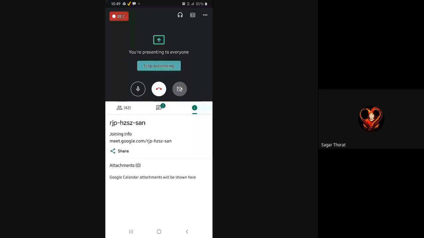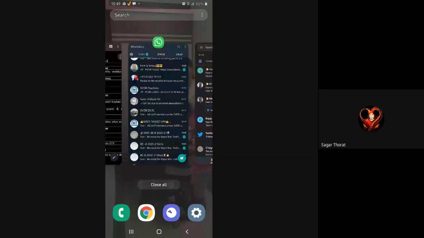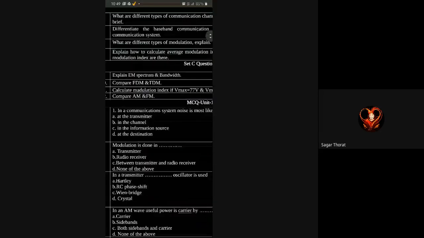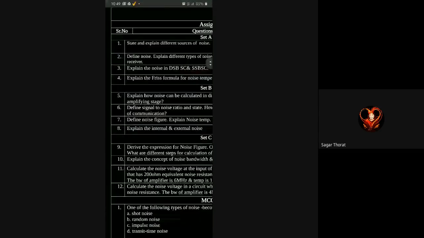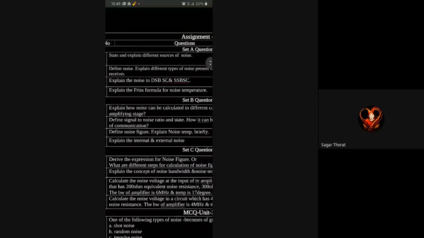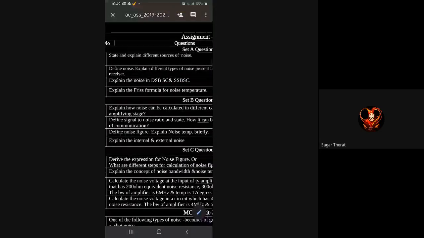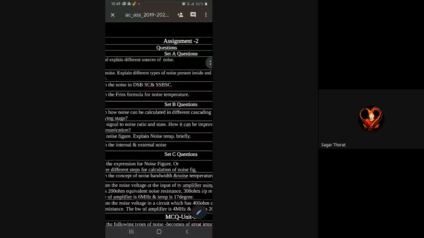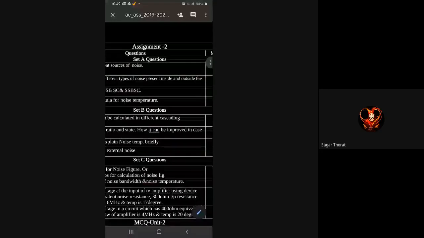Just wait 1 minute. Just have quick look now. Now at least screen is visible. I am sharing it. How, madam? मोबाइल दिसते only. लॅपटॉपचा रेंजचा प्रॉब्लेम झाला त्यामुळे दिसत नसेल. Just have once again look on this. Quickly we will discuss. पहिला क्वेश्चन आहे different sources of noise. I think it is clear. Second, define noise and explain the different types of noise present inside and outside the receiver.